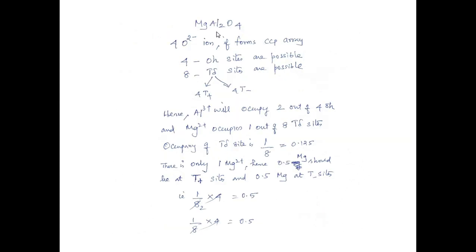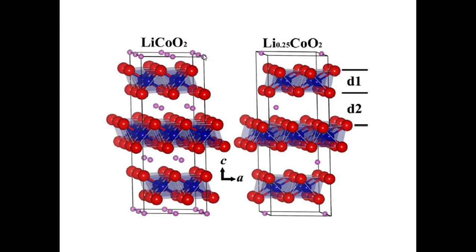And see this MgAl2O4, it has got 4 oxide ions. So if this is making a CCP array, then there will be 4 octahedral sites and 8 tetrahedral sites. Since you have only 2 aluminum 3 plus ions, that will occupy one half of the tetrahedral sites, that means 2 sites. And since we have only one Mg ion, it can occupy only 1/8 of the available tetrahedral sites. So that may be either in the T plus site or T minus sites. So it actually alternates. So in the 1 Mg, 0.5 Mg goes to T plus site and 0.5 goes to T minus. And this is where we stopped in the last class.